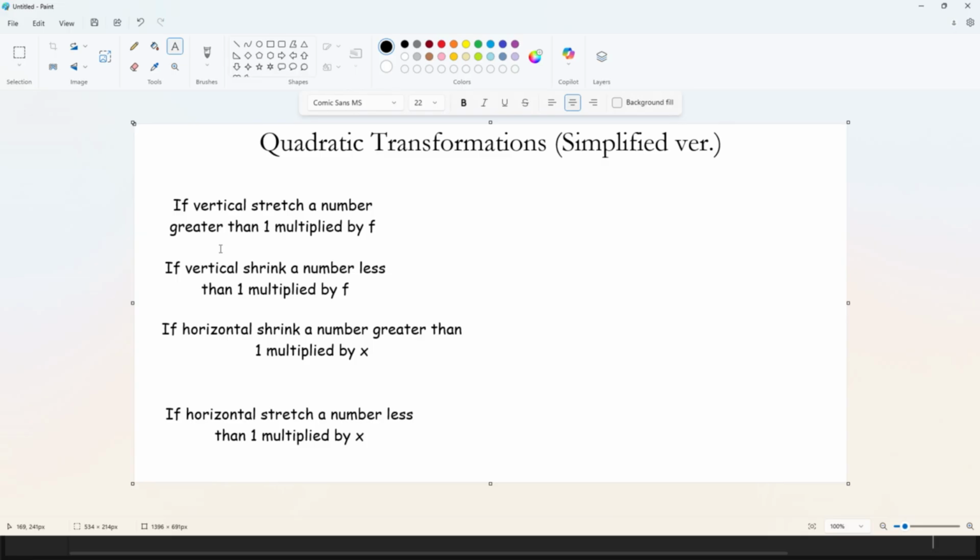Now, it's quite the opposite for our horizontal stretches. A number less than 1 is multiplied by x. Now, when that happens, let's say 0.2, our x values in our function will be divided by 0.2. A horizontal shrink, like its name suggests, also makes the function much more narrow. Now, compared to our horizontal stretch, it's the opposite, it becomes wider.